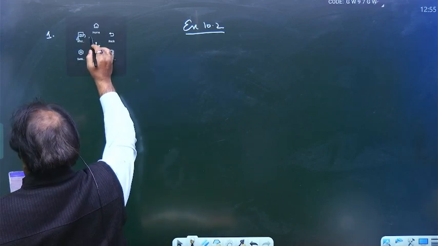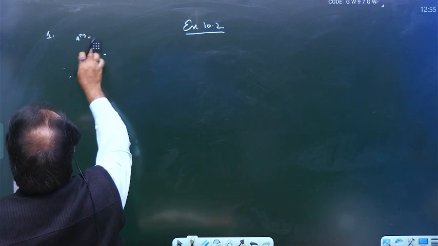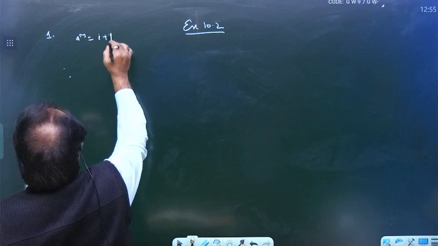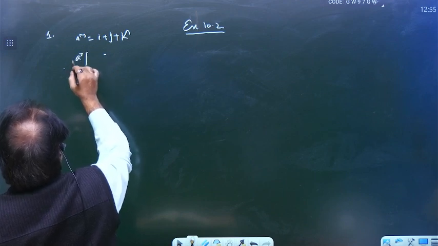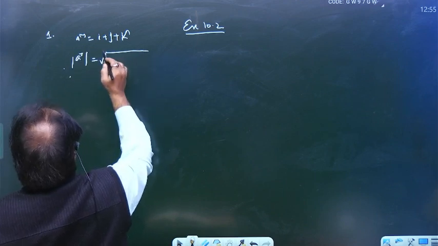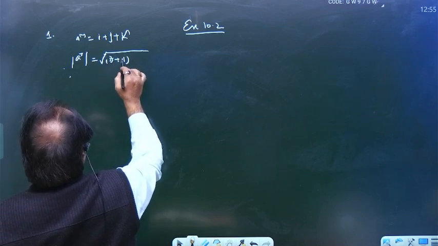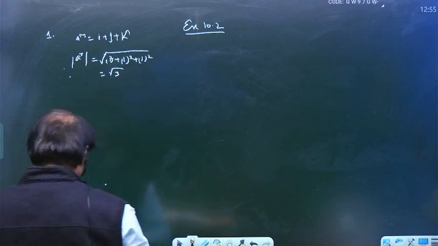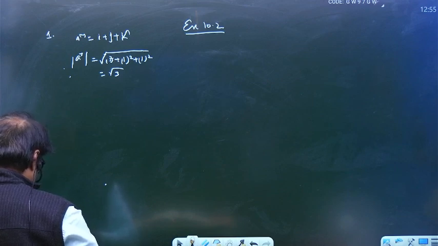Vectors are given. Vector A is equal to i cap plus j cap plus k cap. How will we find the magnitude of this vector? It is the root of the sum of the squares of the scalar components, that is 1 square plus 1 square plus 1 square, and this is equal to root 3.